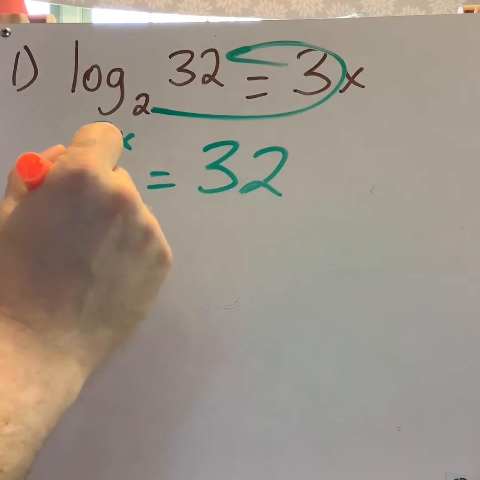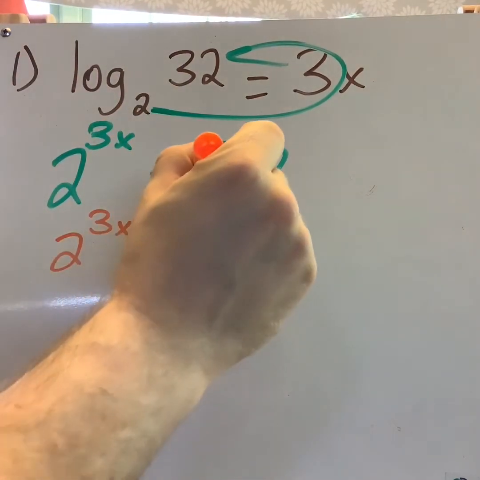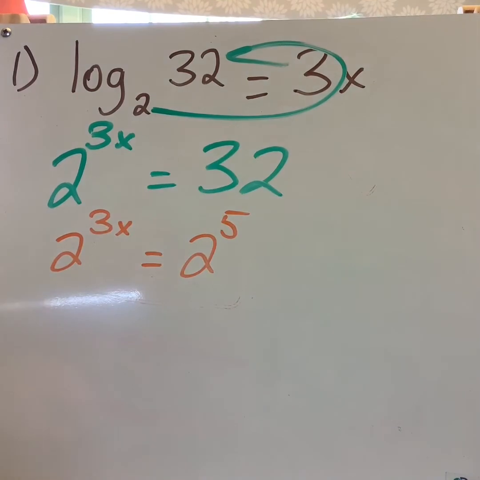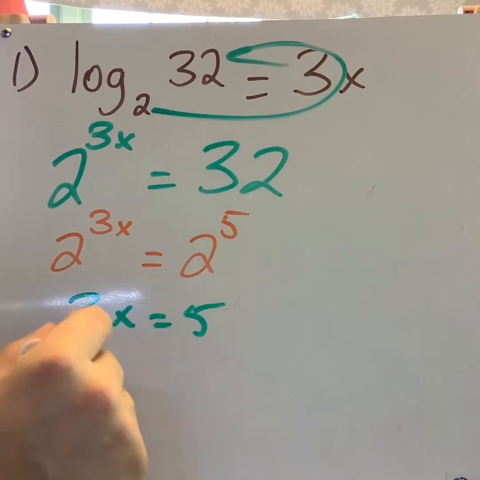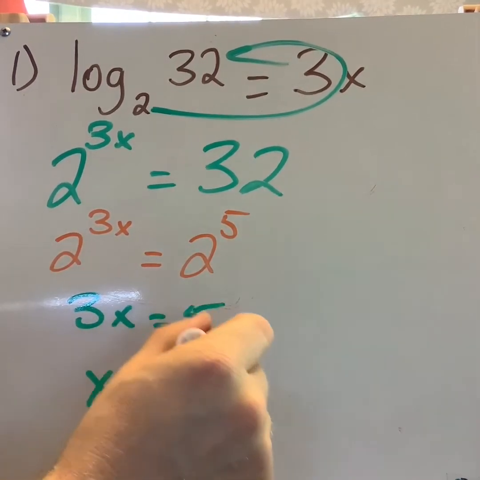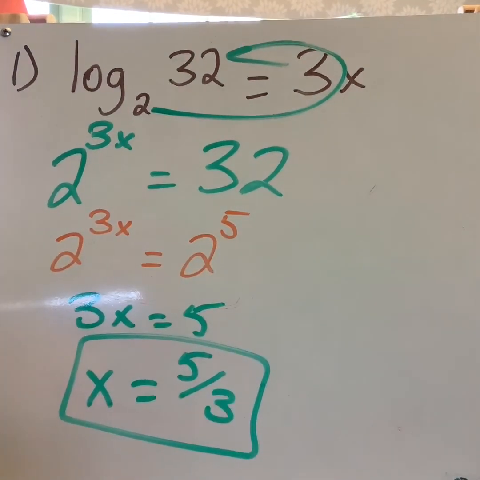2. So 2 to the 3x equals 32 is 2 to the 5th power. So from here, since we've got bases that are the same, we drop the bases and we set the exponents equal to each other. We just get 3x is equal to 5. So therefore, x is equal to 5 over 3. And that's your answer there.